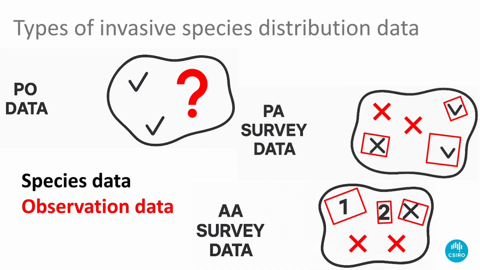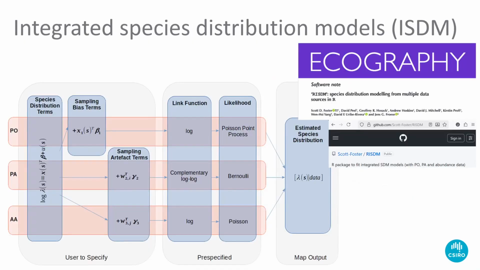So wouldn't it be nice to be able to use all these data sources and the different broad and fine scale information they contain, while accounting for their differences, to generate robust, data-driven and nationally consistent maps of the current distribution of invasive species? So that's what we did in the National Vertebrate Pests and Weeds Distribution Project. And we utilized a relatively new statistical method, integrated species distribution models, ISDMs for short, to do it. We developed and published a software package called RISDM that provides streamlined access to ISDMs.